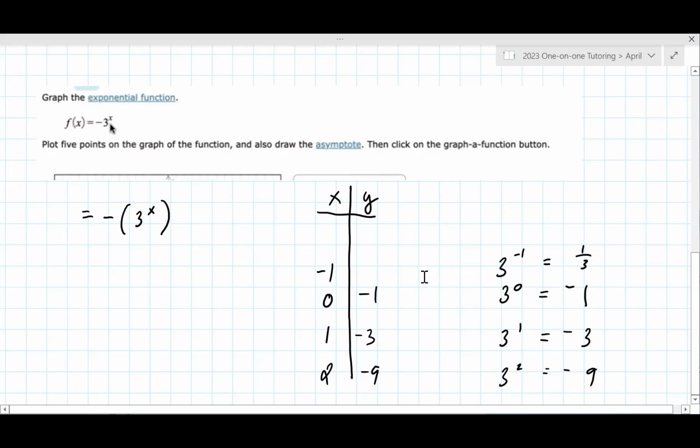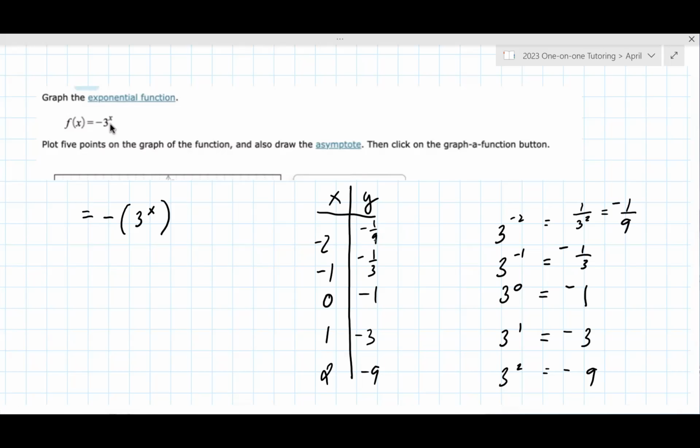Do you want some explanation? Yes. But then you negate it. So it's -1/3. -2 is 3 to the -2, which is 1/3 squared, which is 1/9, and then you negate it. Okay, I'm getting it.